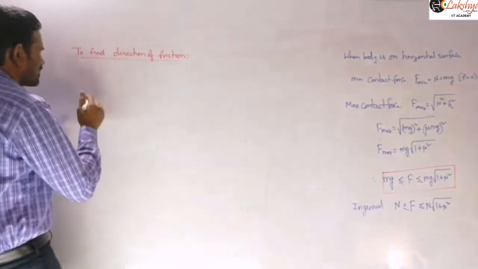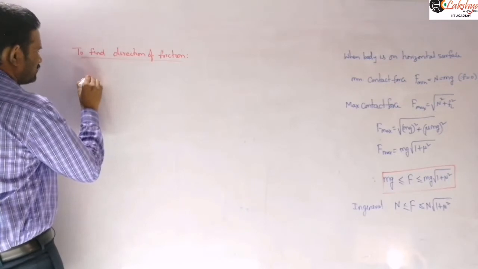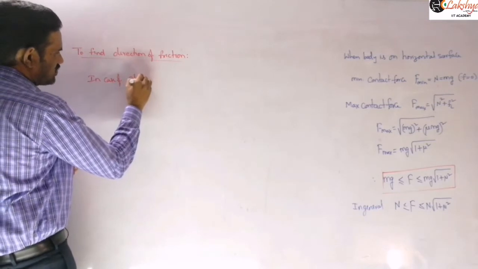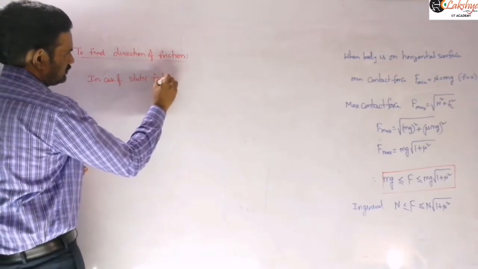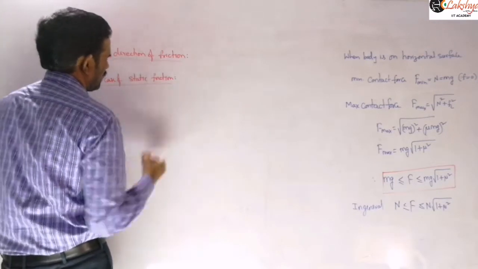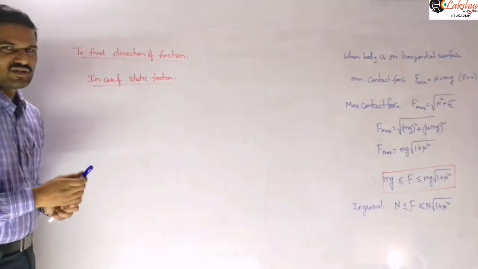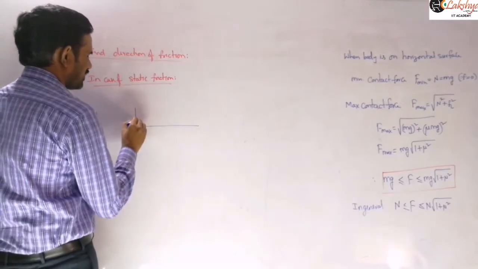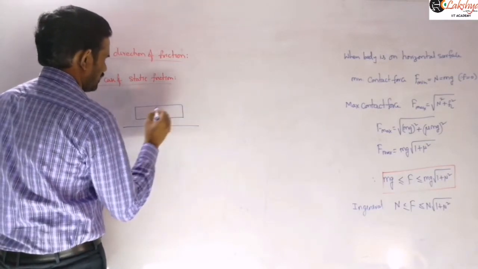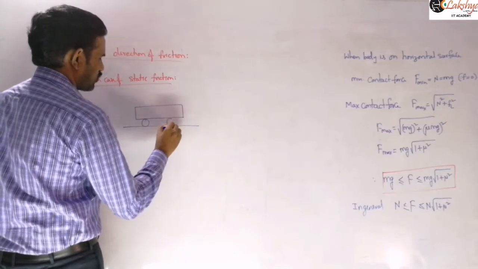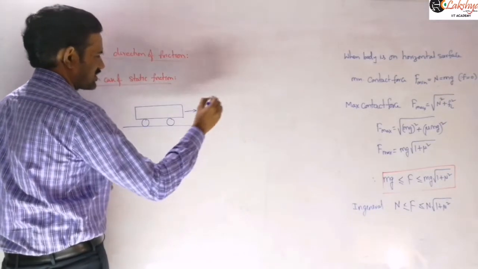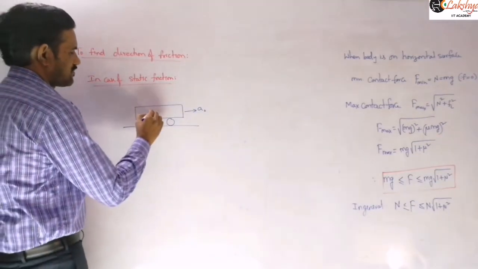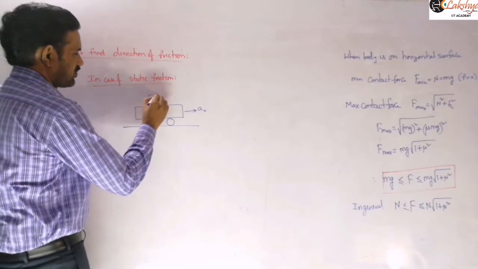So in case of static friction, let us consider the situation when the static friction is acting here. Suppose I am taking this object, a truck, that is accelerating with some acceleration a naught. And now suppose this is a mass m, a small block placed on this here.